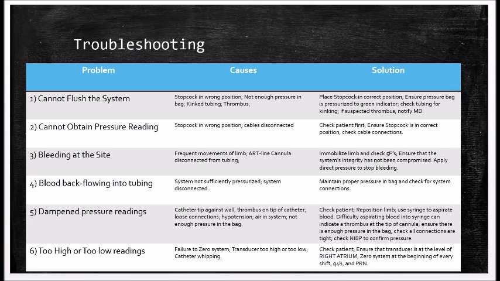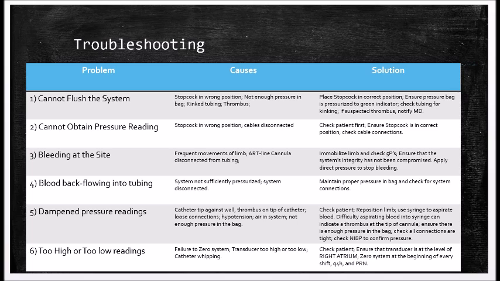If there's bleeding at the site, it could be caused by frequent movements of the limb, because remember, it's a foreign object in the arterial part of your vasculature system. When patients move too much, it rubs against the artery and causes some irritation, so there's a higher chance for it to bleed.